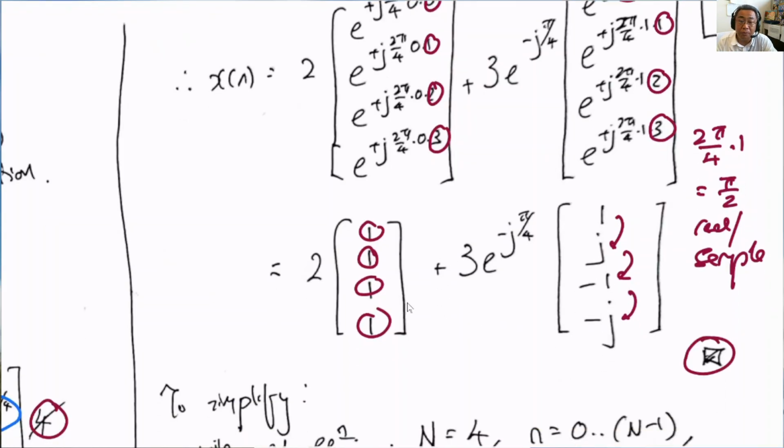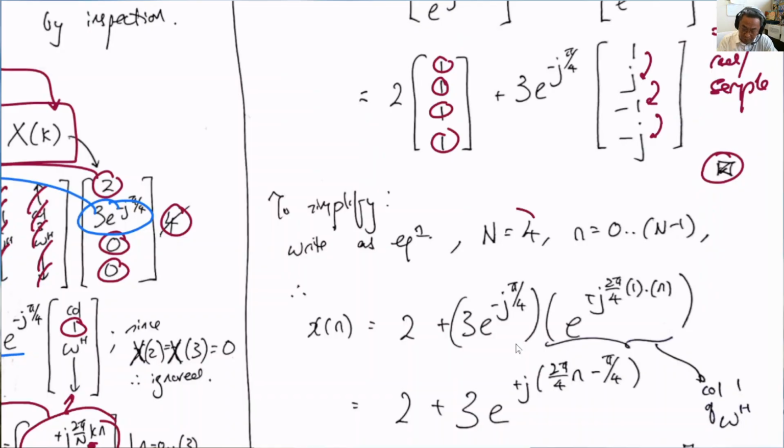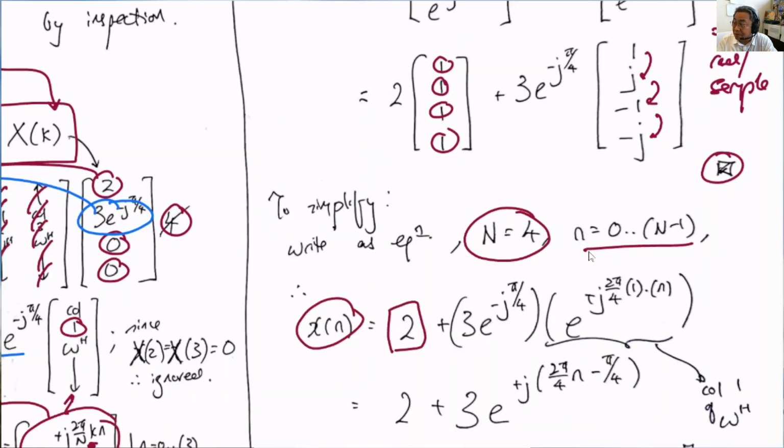But this is not the form that we really want. We want it as an equation. So what we do is we introduce the notation capital N equals 4, small n equals 0 to N minus 1, and we say x[n] is equal to 2 for this sequence, n equals 0 to N minus 1. So 2 times all this, plus this coefficient is this coefficient here, times this sequence, which is the first column of W^H.